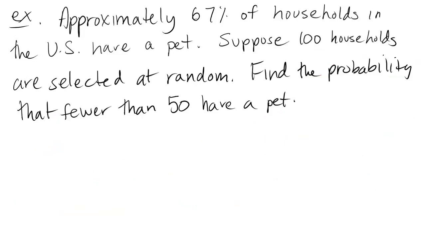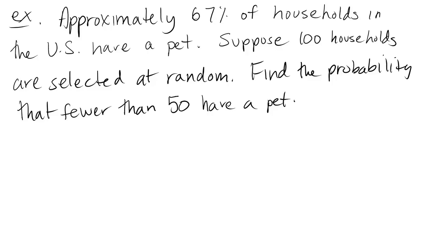Approximately 67% of households in the United States have a pet. Suppose 100 households are selected at random. Find the probability that fewer than 50 have a pet. Now, you might already see where I was going with my previous comment, but let's go back to basics. Is this a binomial experiment?